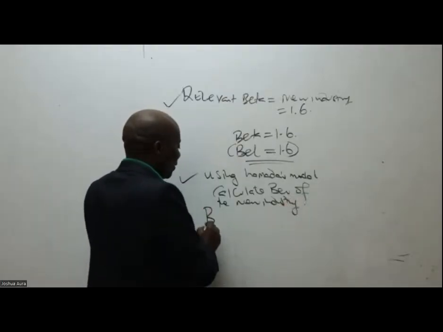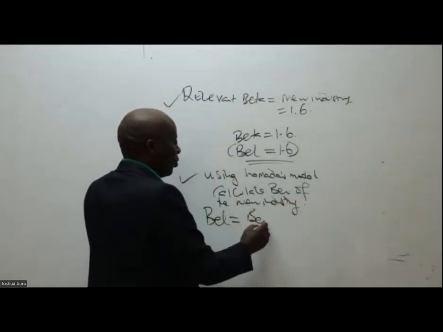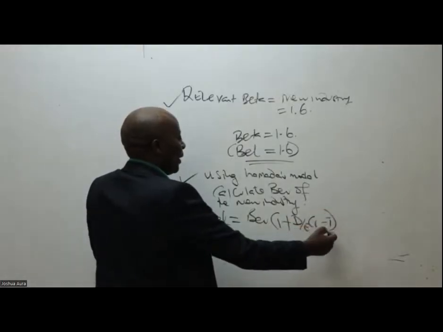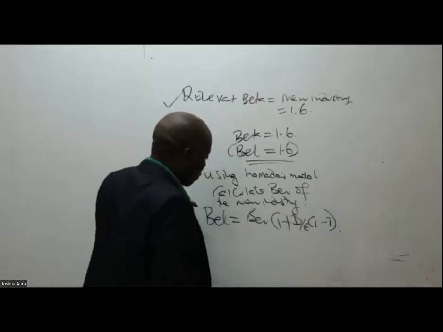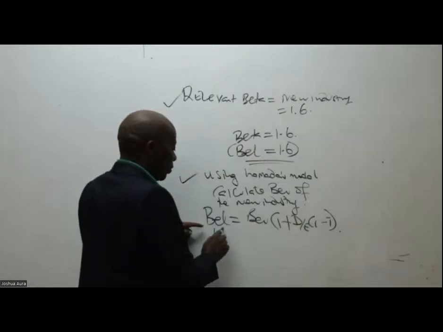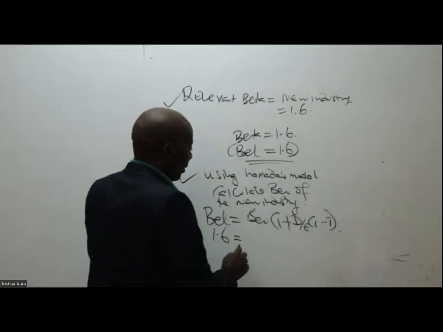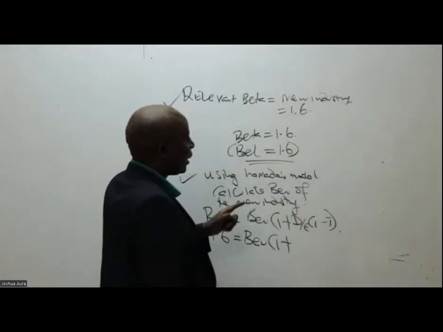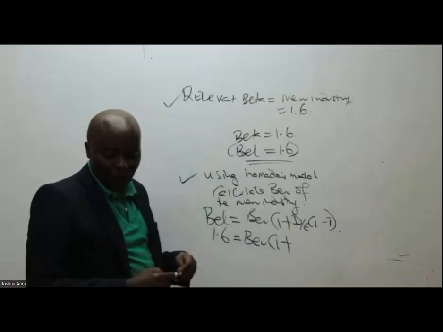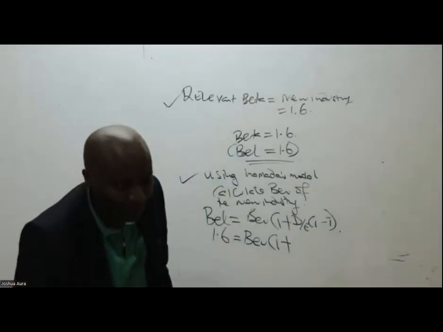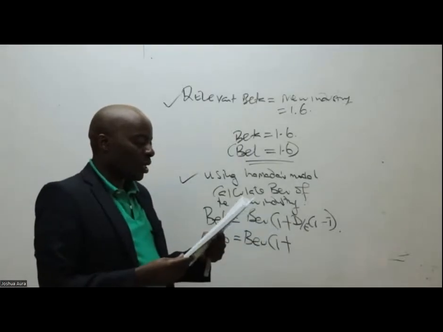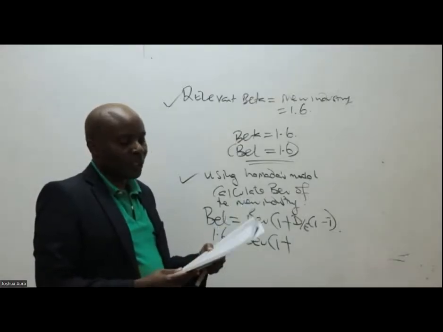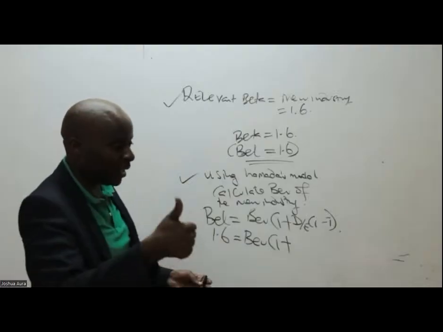So Hamada, we know it's BEL equals BEU into 1 plus debt over equity into 1 minus tax. So BEL has been given as 1.6 equals BEU, that we don't know, into 1 plus debt over equity. Has this examiner given me debt over equity of the new industry? The new industry, which is the electronics industry, debt is 30%, equity is 70%. So 30 over 70.